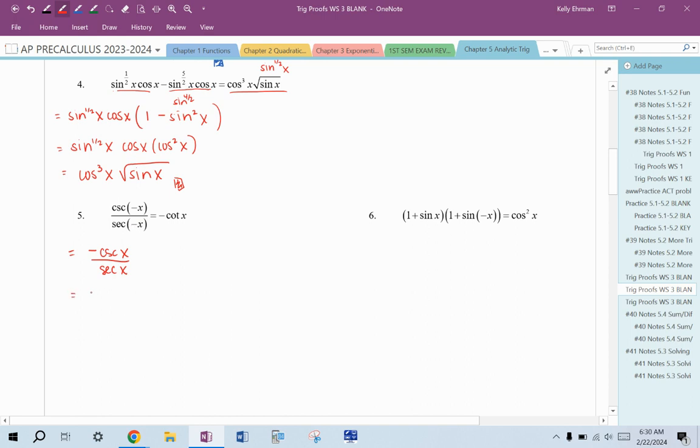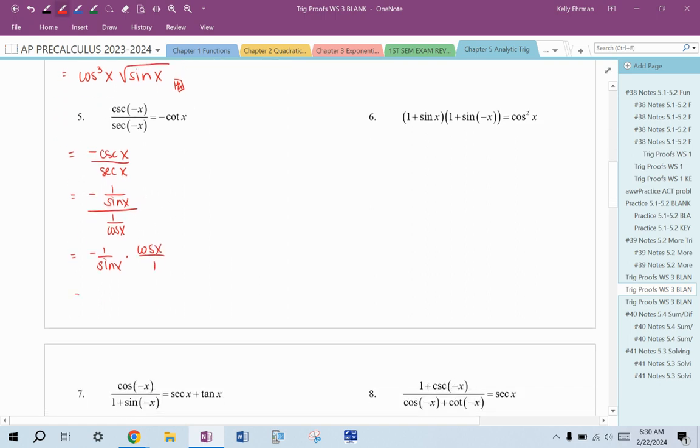And then let's change to sines and cosines. So negative 1 over sine x over 1 over cosine x. Flip that around: negative 1 over sine x times cosine x over 1. Negative cosine x over sine x is negative cotangent x.